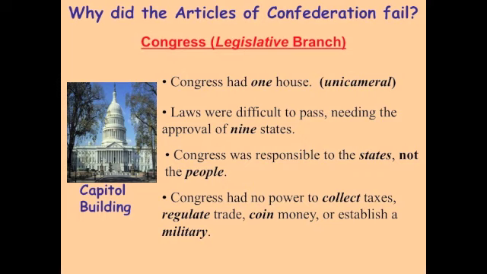Congress was also responsible to the state governments, not to the people. So if the state governments decided to do something crazy and everyone in that state was against it, it didn't matter because the state governments were for it. They were working for the state governments, not for the people. And again, Congress had no power to collect taxes, to regulate trade, to make money, or to establish a military. All really, really important things when starting up a new country.